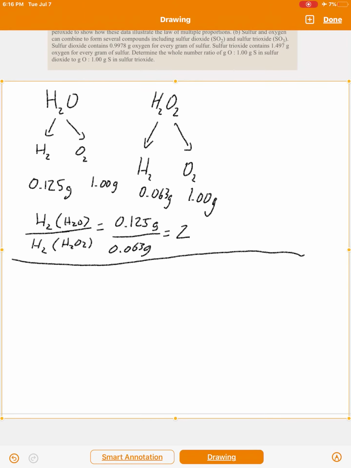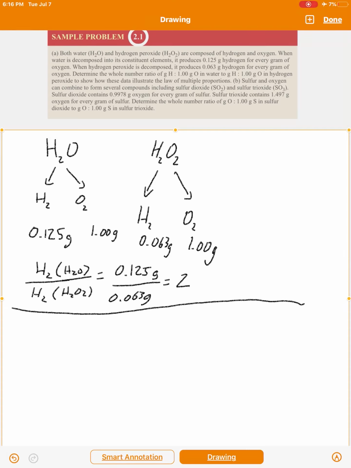Now, the second example here is really just the same thing. They give us sulfur dioxide. The chemists that were doing this stuff maybe didn't know the chemical formulas. They were actually figuring out the chemical formulas from the measurements of masses. They would measure these masses and then figure that out. So for sulfur dioxide, it's 1 gram of sulfur and then 0.9978 grams of oxygen. So here they're doing it relative to sulfur. How much oxygen is there relative to 1 gram of sulfur?